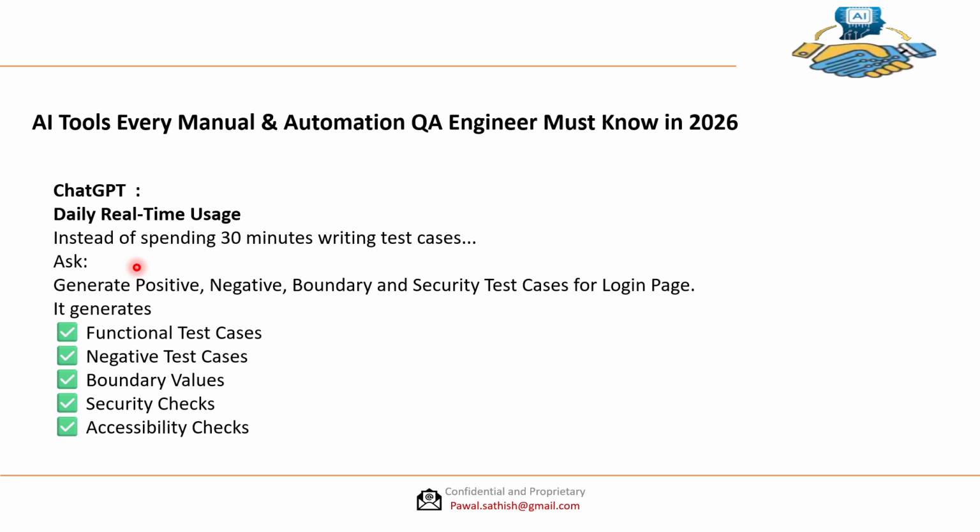As a manual QA, first we need to understand the requirements, and depending on the requirements, we need to start designing the manual test cases. So using ChatGPT, we'll just give a prompt describing the requirement, like generate positive, negative, boundary, security test cases for the login page. It will generate all the test cases. If you don't know how to give the prompt on ChatGPT, you can revisit my earlier session.